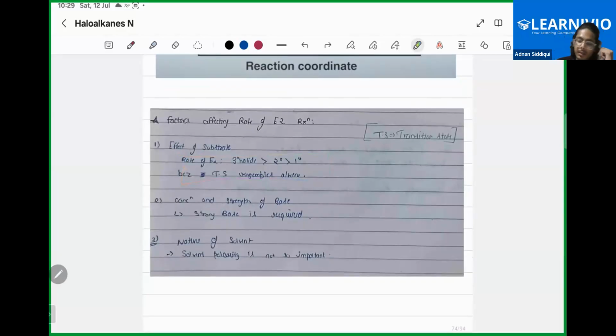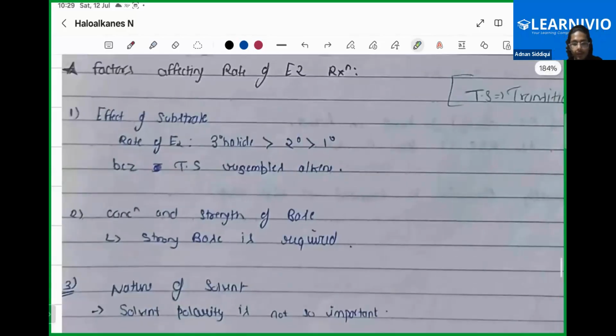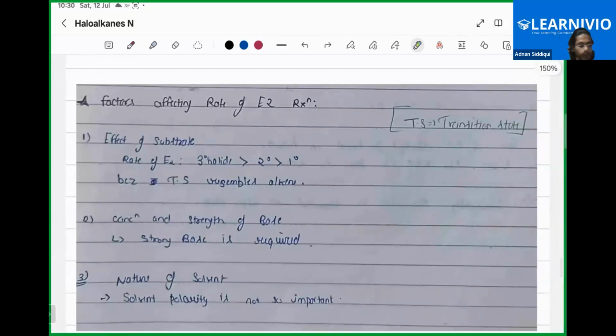Factors affecting the E2 reaction. See, in the SN2 reaction, what we observe is that the substrate should be 1 degree, then 2 degree, then 3 degree. But here it is opposite. Why? If you are going for E2 elimination, you will prefer a 3 degree halide. A 3 degree substrate would be considered. But in SN2, we always prefer 1 degree. So think about it. Let me give you some examples.